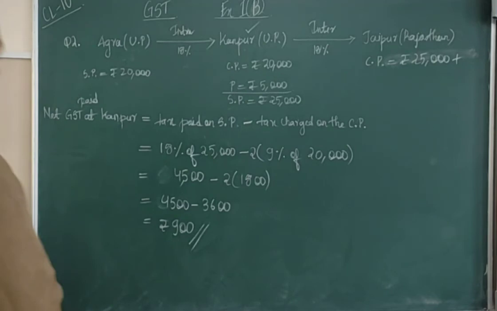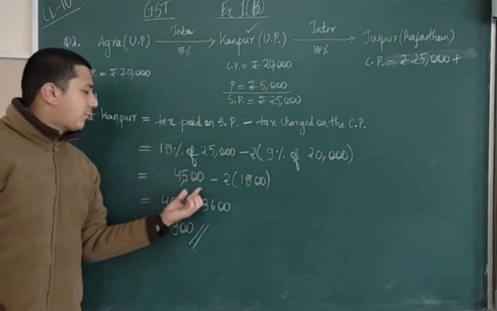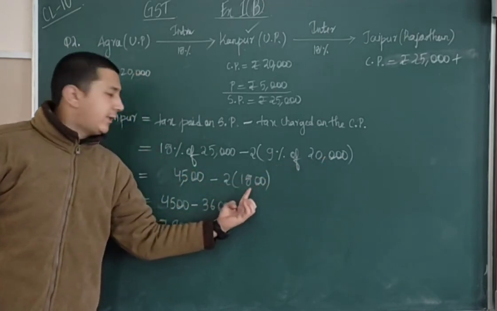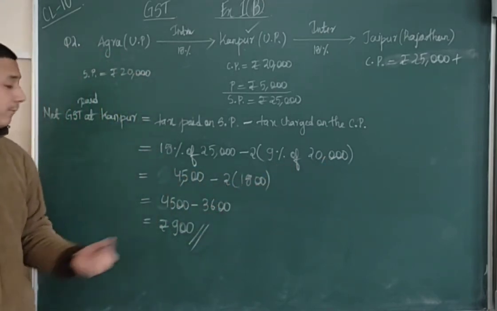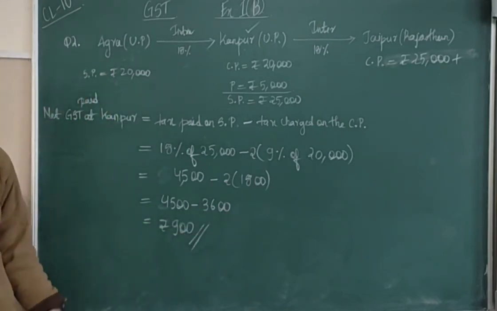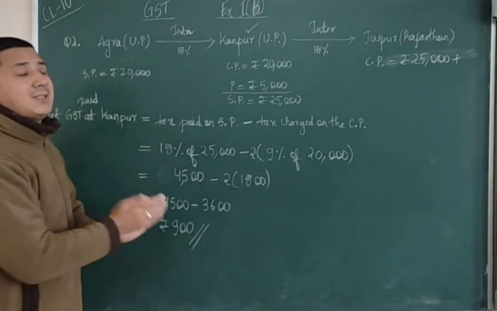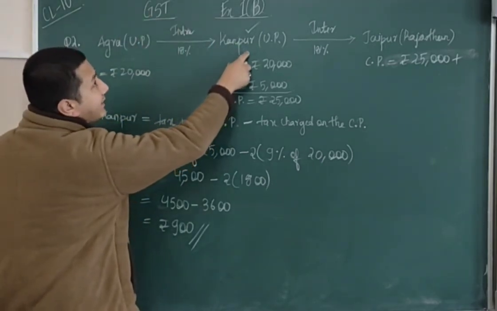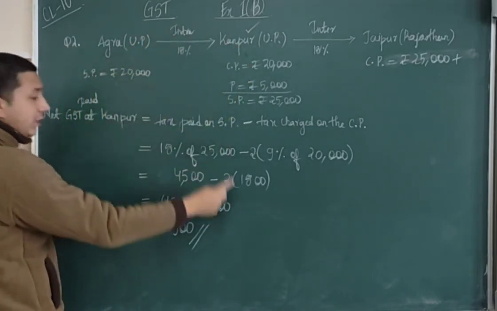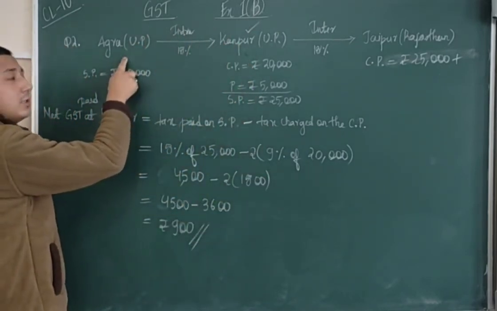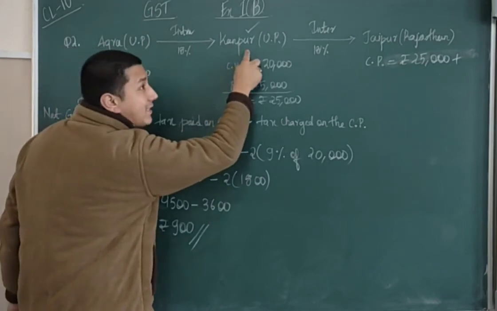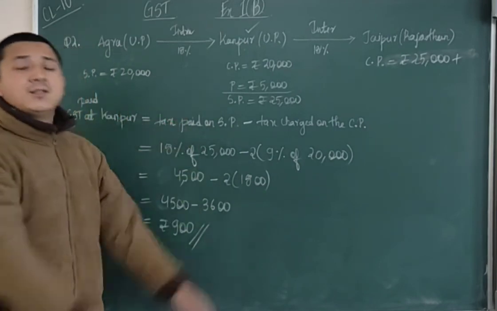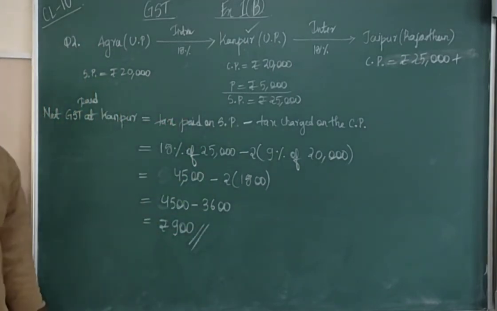Alright, so 18% of 25,000 will be 4,500. 9% of 20,000 will be 1,800. 1,800 into 2 will give you 3,600. So 4,500 minus 3,600 will be 900. So 900 is the net GST paid by the dealer in Kanpur. Because the dealer in Kanpur is paying tax of 3,600 to Agra, and the dealer in Kanpur is receiving tax of rupees 4,500 from Jaipur. So the difference is actually the net GST.